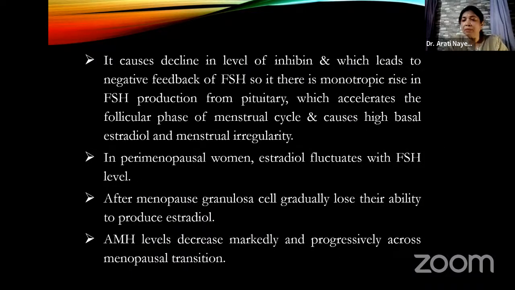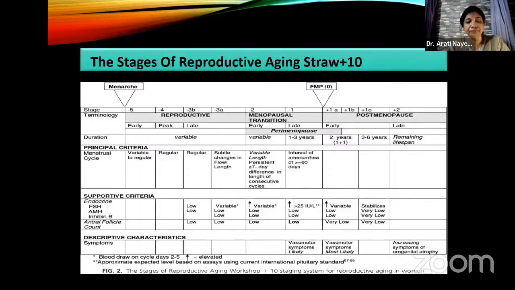In the initial part of menopause, the inhibin concentration reduces, and so there is no negative feedback effect on the pituitary. So there is a monotropic rise in FSH production from the pituitary, which accelerates the follicular phase of the menstrual cycle and causes high basal estradiol and menstrual irregularity. After menopause, granulosa cells gradually lose their ability to produce estradiol. AMH level decreases markedly and progressively, which is produced from the antral follicles.